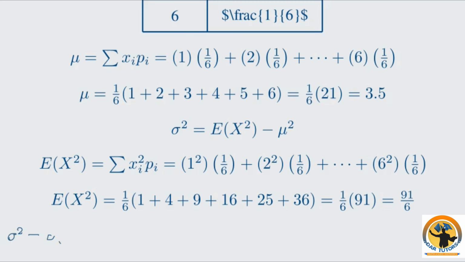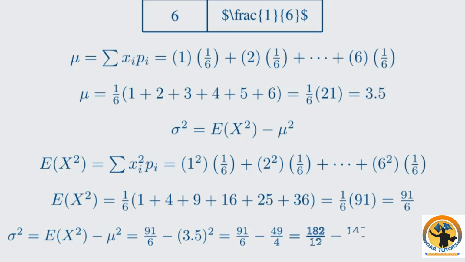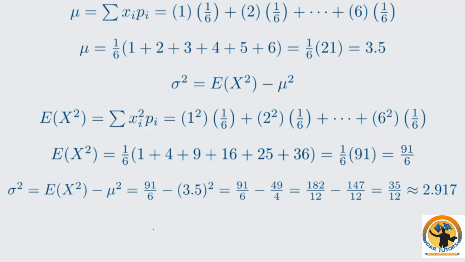Now we can find the variance. It's E(X squared) minus mu squared. That's 91 over 6 minus 3.5 squared, which is 12.25. Performing the subtraction gives us a variance of approximately 2.917. Finally, the standard deviation is the square root of the variance. The square root of 35 over 12 is approximately 1.708. This means a typical die roll deviates from the mean of 3.5 by about 1.708.